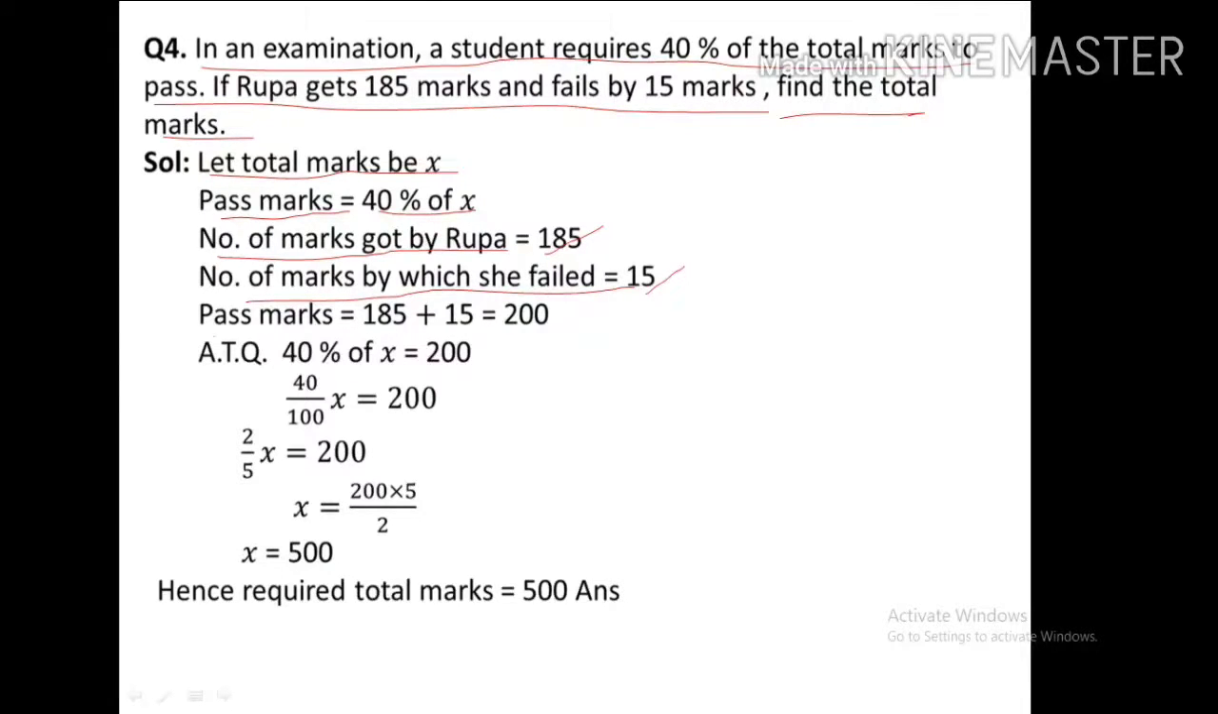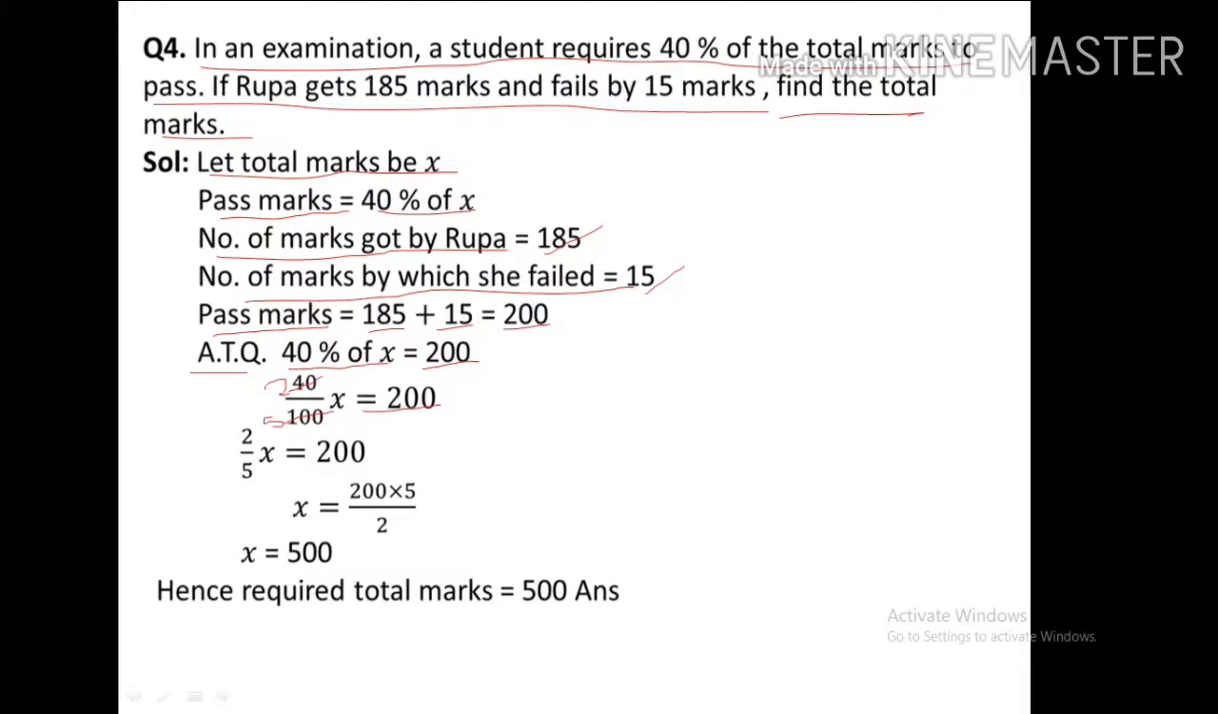So passing marks, or pass marks, equals 185 plus 15. When we add, it will come 200. If Rupa gets 200 marks, then she will pass, and this will be equal to 40%. So according to the question, 40% of total marks equals 200. Now when we solve this, it will come 40 upon 100 x equals 200. Now 40 and 100 can be cancelled by 20. 20 2 ja 40 and 20 5 ja 100.